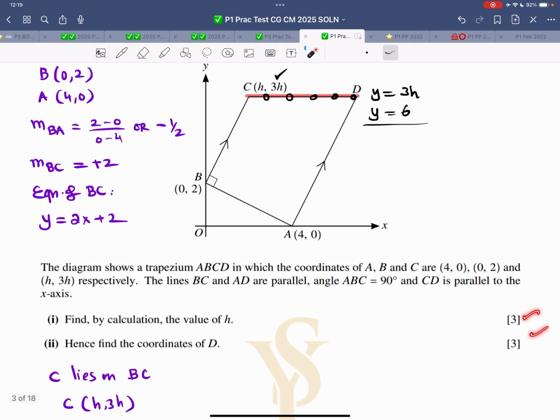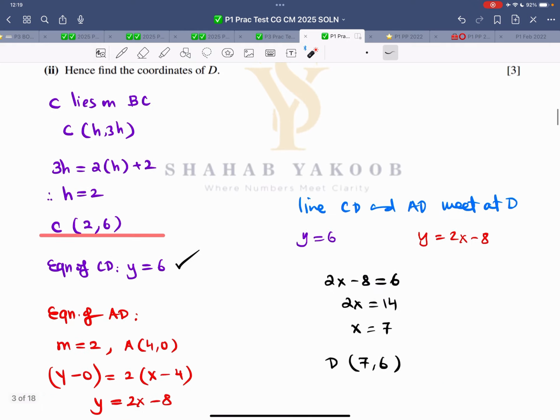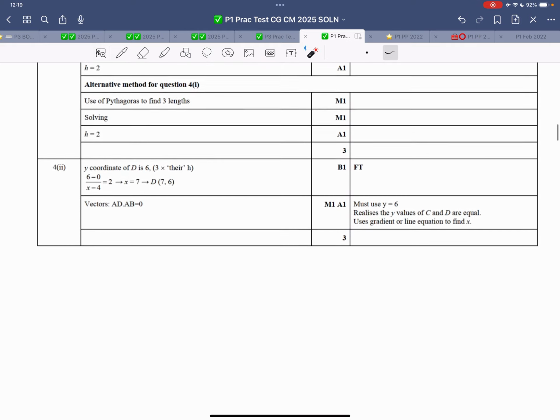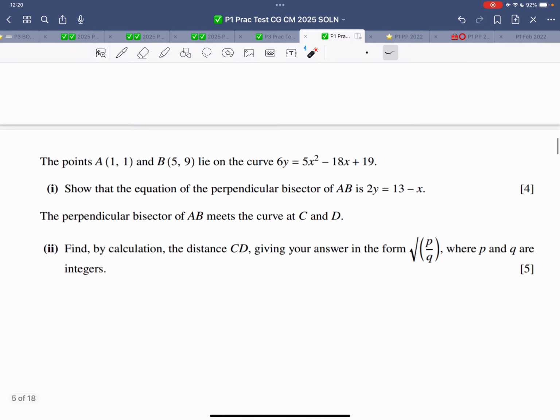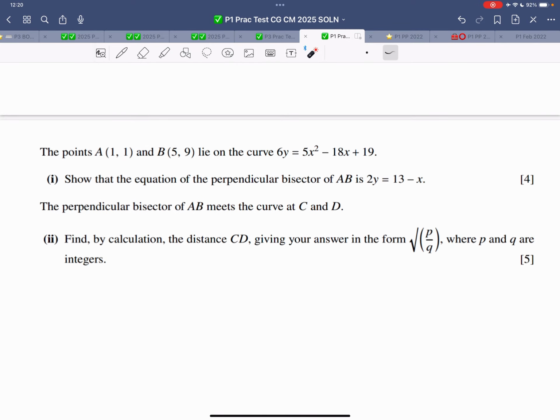So 3 plus 3, that is 6 marks for question number 1. So that was an easy type of a question. Not very easy, but still it was moderate.